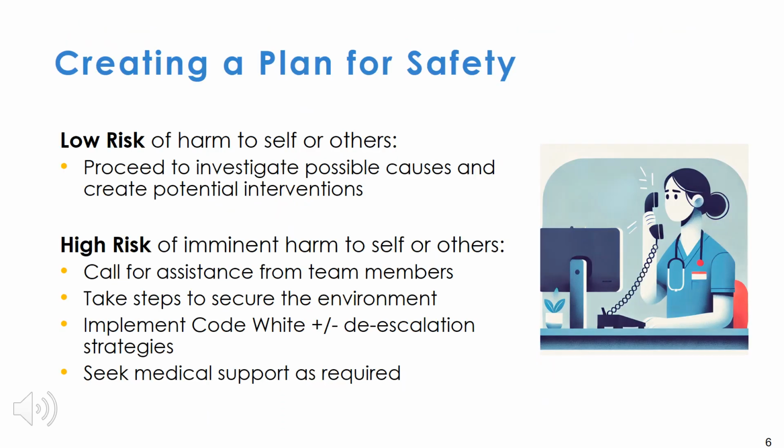Be prepared with a safety plan for behaviors that pose a risk of harm to the person or others. In low-risk situations, investigate possible causes and implement non-pharmacological interventions to address those causes. For example, for a person who is trying to enter other patients' rooms, changes in the environment or redirection might be appropriate. High-risk situations require immediate measures such as calling for assistance from team members, securing the environment, implementing code-wide procedures, using de-escalation strategies if possible, and seeking medical support as required.